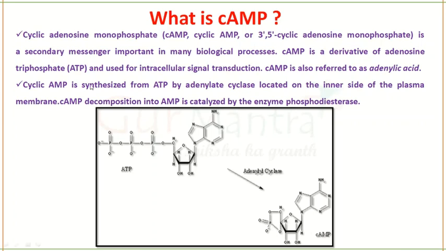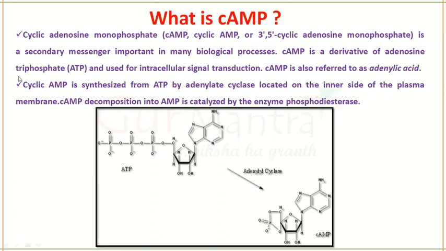Again, cyclic AMP is synthesized from ATP. ATP is converted to cyclic AMP by the enzyme adenylate cyclase. So adenylate cyclase is the key enzyme here, which converts your ATP to cyclic AMP. This is located on the inner side of the plasma membrane. Your adenylate cyclase is a membrane-bound enzyme which is present on the inner side of the plasma membrane here.